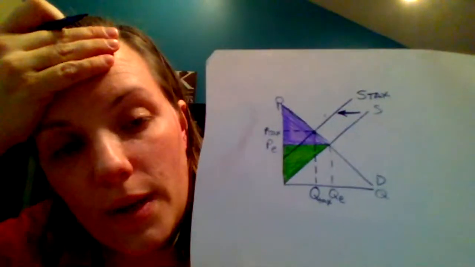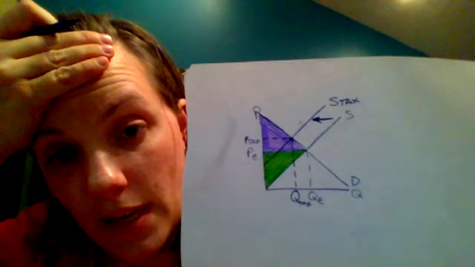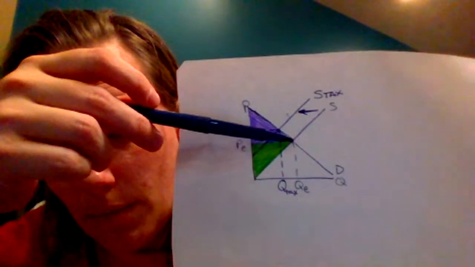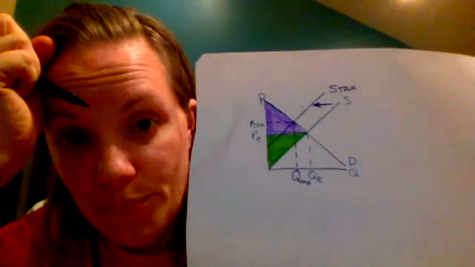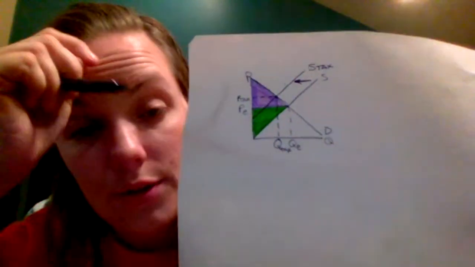Now you can already see that this market is going to be inefficient. It's going to be inefficient because we're no longer at the market equilibrium. We're at this artificial equilibrium created because of the government. All right. So let's talk. I'm going to talk from the top down on the graph.